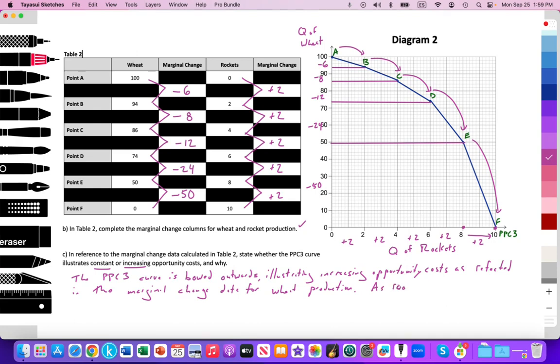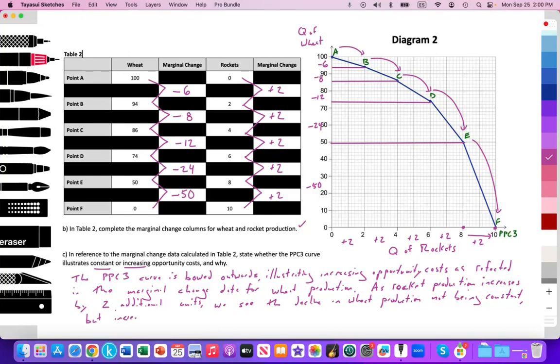As rocket production increases, and again, this will be in the video notes below, increases by 2 additional units, we see the decline in wheat production not being constant, but increasing from -6 to -8 to -12 to -24 to -50 units.